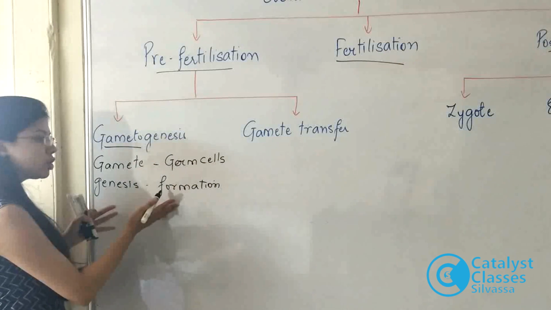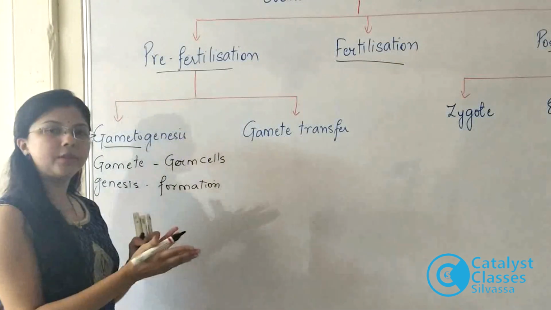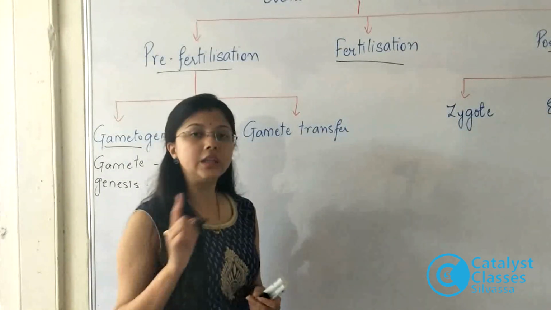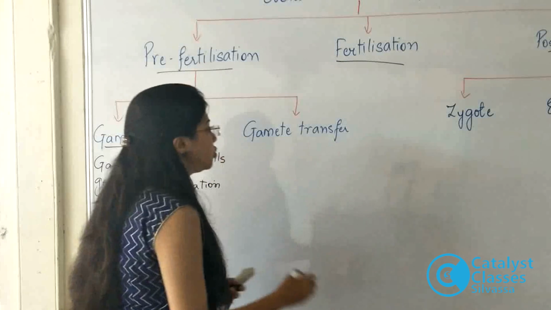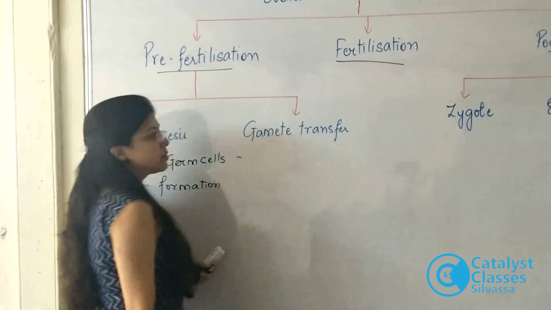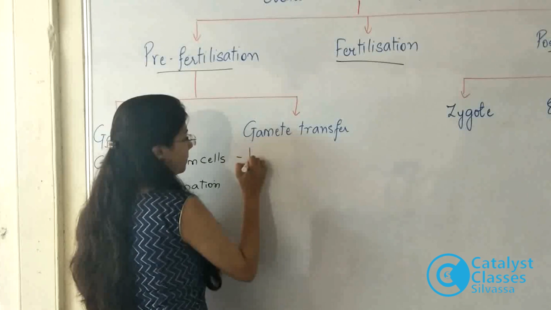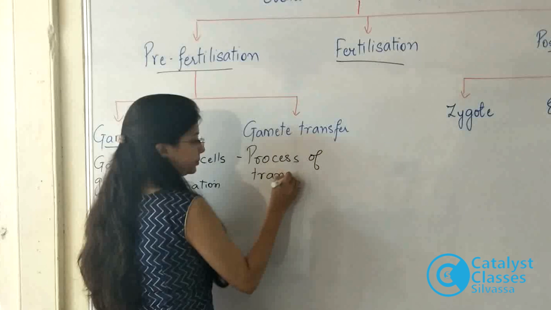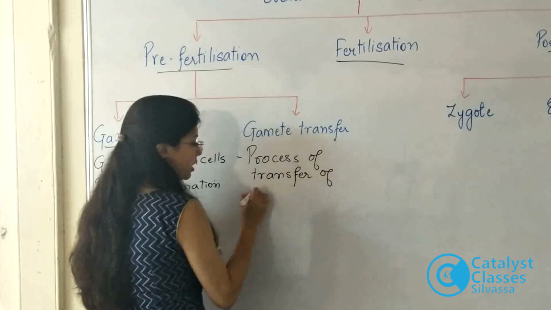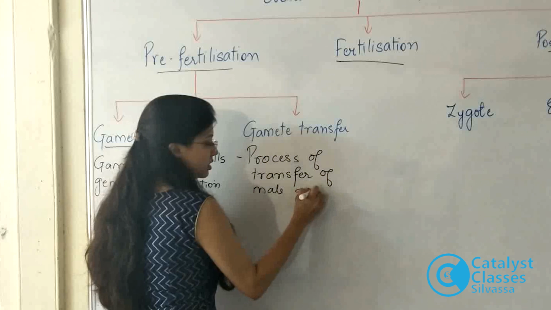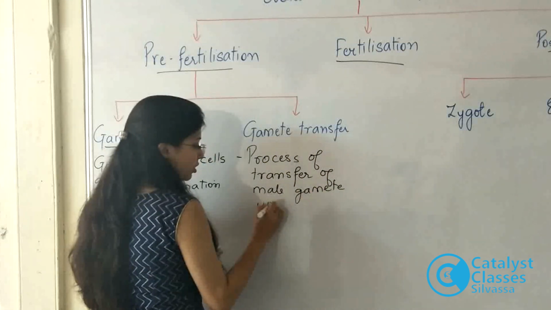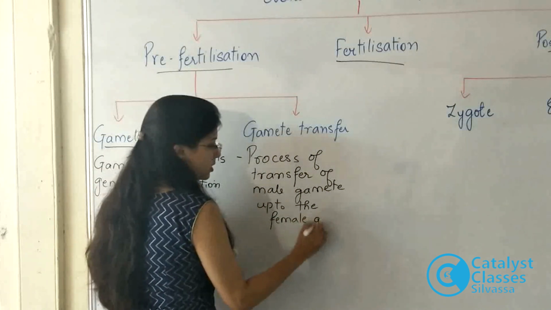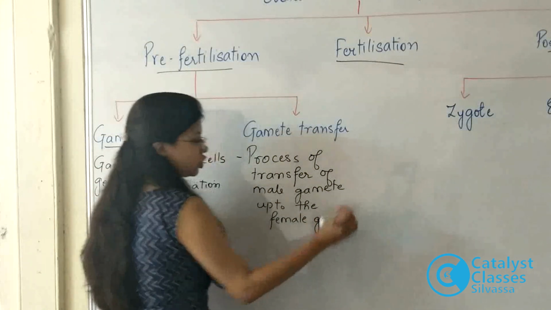Okay. Now, after the formation of gametes has taken place, the sperms or the male gametes will be formed in the male body and the female gamete or the egg is formed in the female body. The male gamete has to be transferred into the body of the female and that process will be called the gamete transfer. The process of transfer of male gamete up to the female gamete, that process will be termed as the gamete transfer.